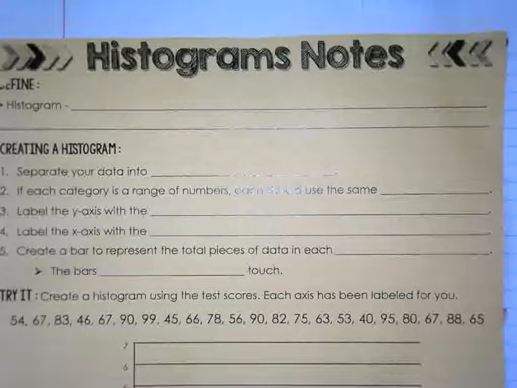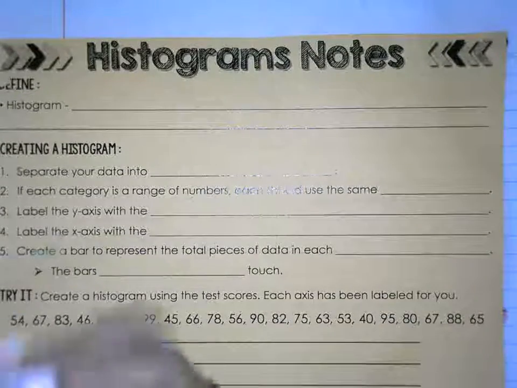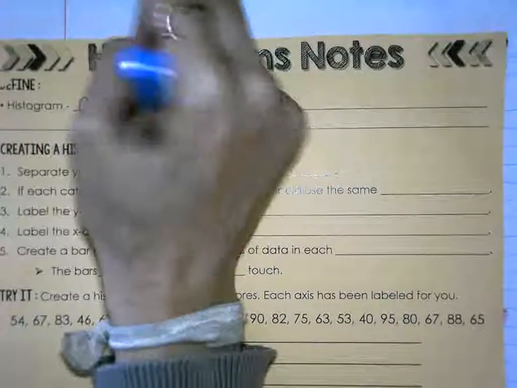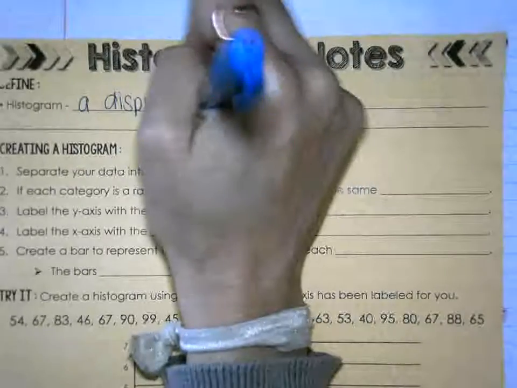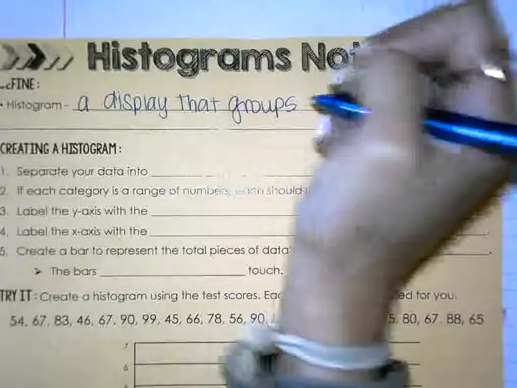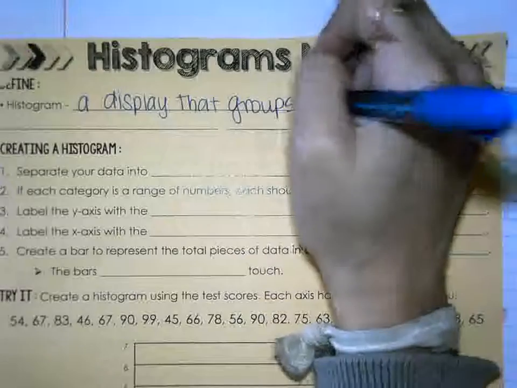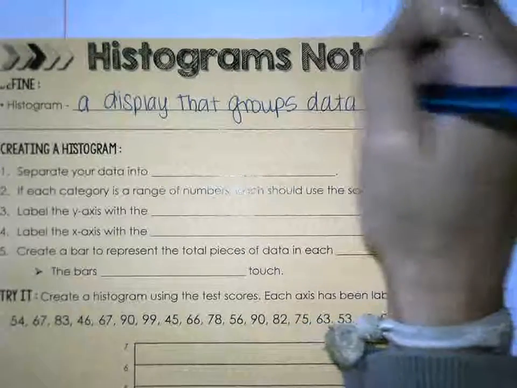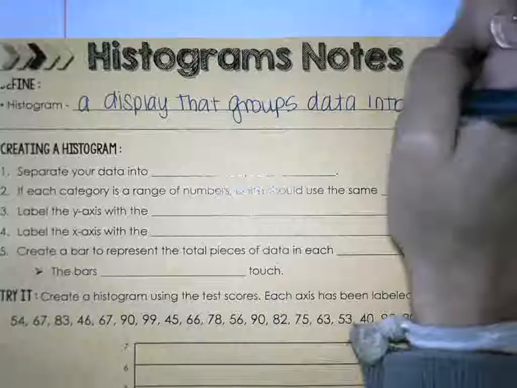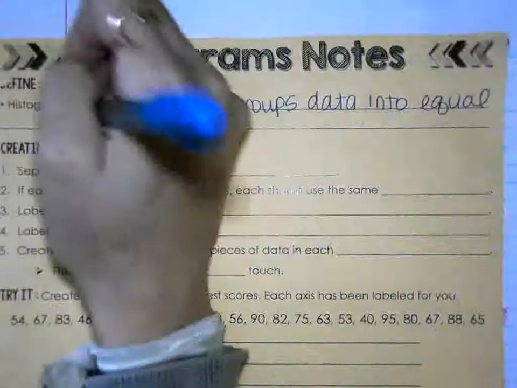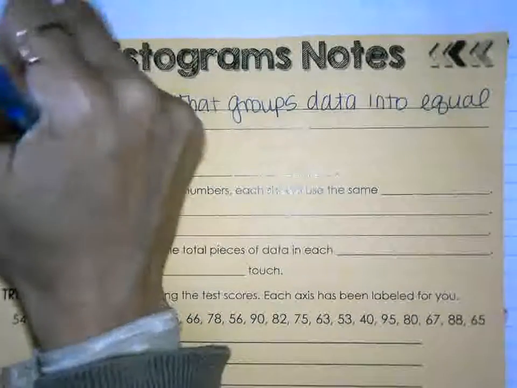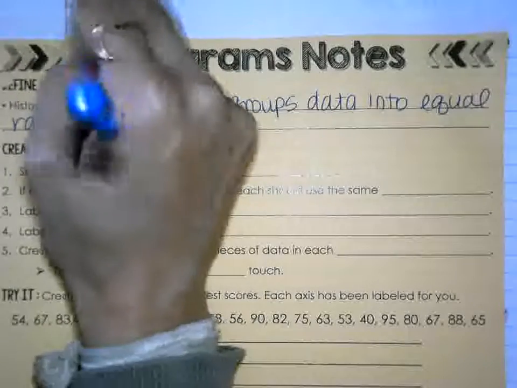So a histogram we get because of a frequency table. Without a frequency table, we cannot draw a histogram. So a histogram is a display that groups data into equal ranges, or another word for that is intervals.